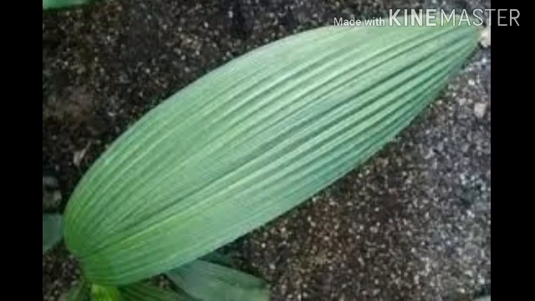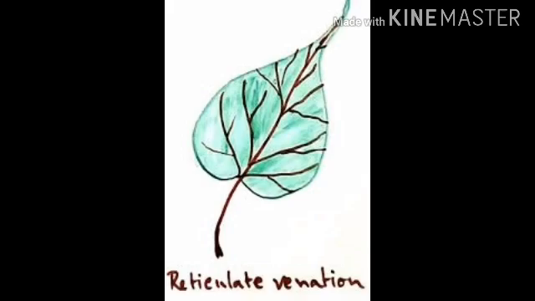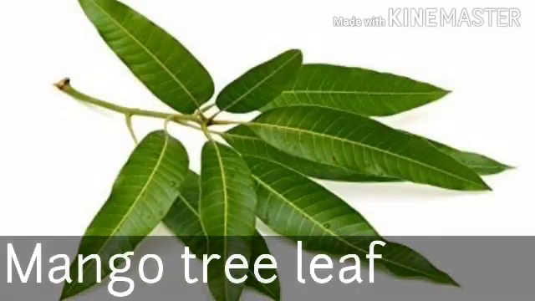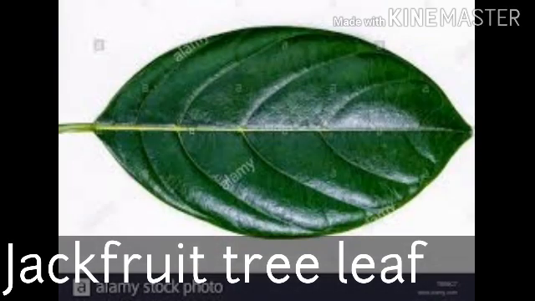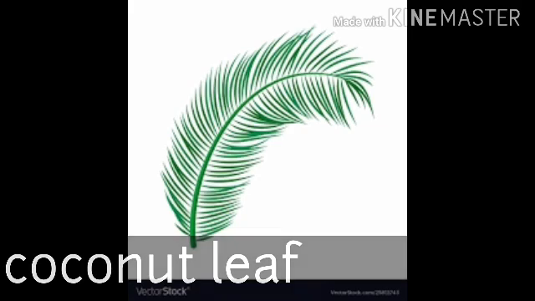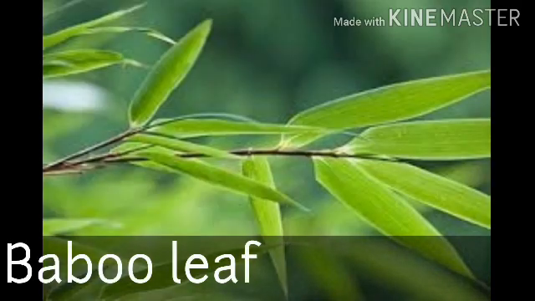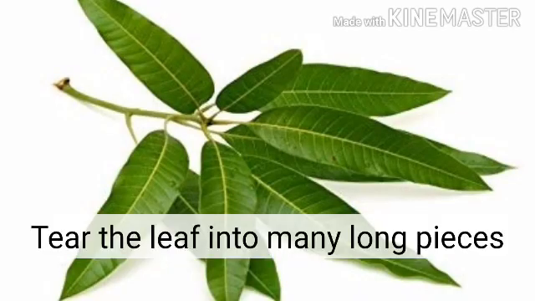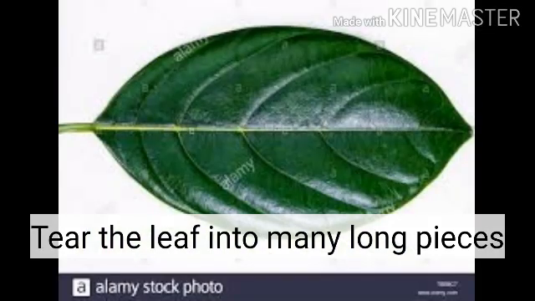To learn more about venation, we can do a simple activity. You can take some leaves like a mango tree leaf, jackfruit tree leaf, coconut leaf and bamboo leaf. Then try to tear them into several long pieces downward to the tip.